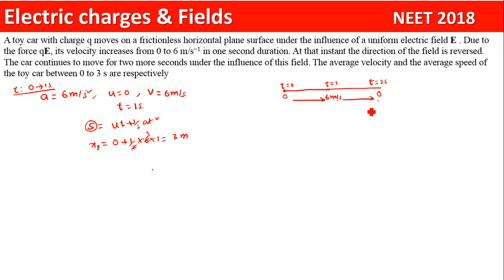Should be traveling for 2 more seconds. Here is 1 second. In the other 1 second, it must be traveling in the opposite direction. So yes or no? Yes. T is equal to 3 seconds. So this is the motion of the car.